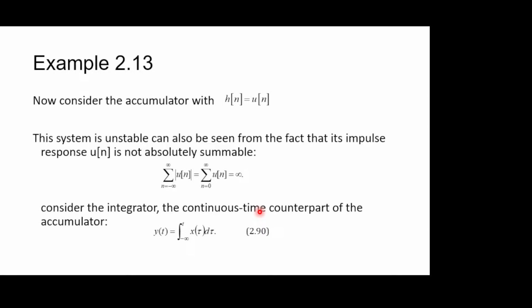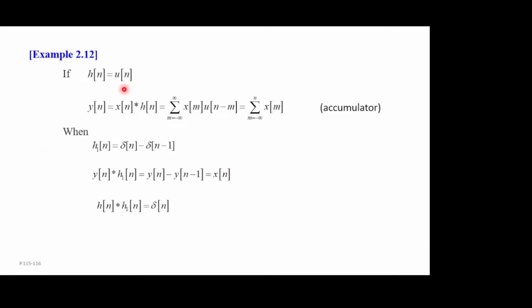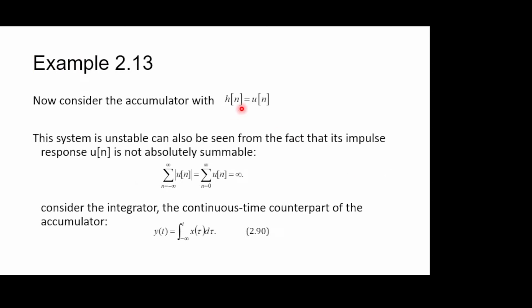And now we see things that are not stable. The accumulator function. We have seen in chapter 1 that the accumulator is unstable, because if your input is a constant, then your output is a linear function with time, and that's unbounded. Your output will keep growing. And the accumulator has h of n equal to u of n, also as we've seen from the previous example. Here we kind of prove that if h of n equal to u of n, then our system is actually an accumulator. You will accumulate all the x of m up until m equal to n. Yeah, so this is the accumulator, and it is unstable.